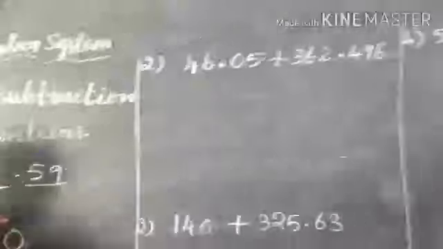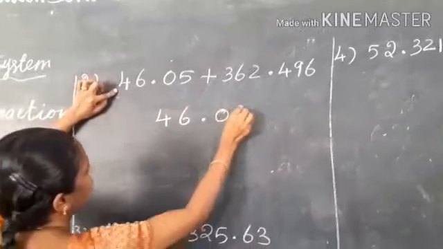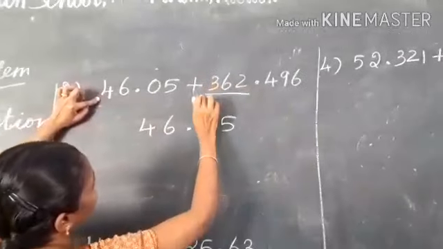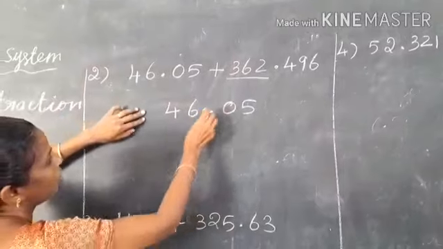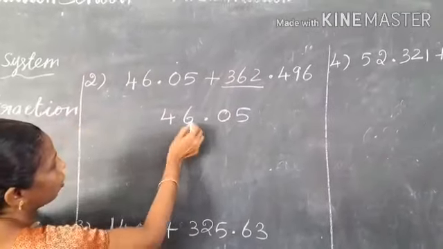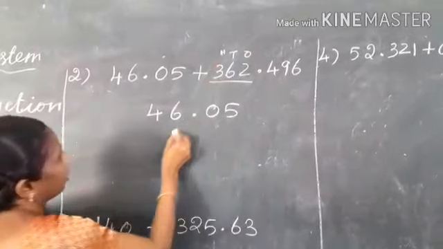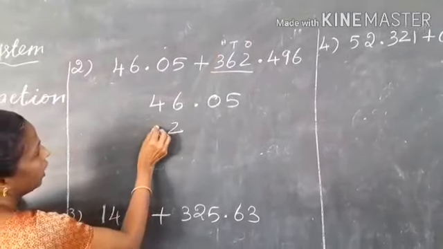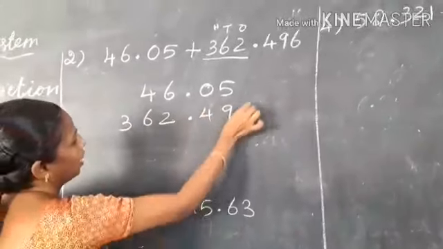One more sum. 46.05, right? 46.05. Next number 362.496. How do we write 362? First fill the ones place. Ones, tens, hundreds. Okay. Ones place 2, tens place 6, hundreds place 3. Point 496.